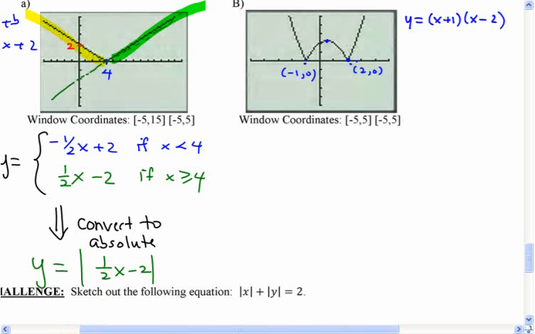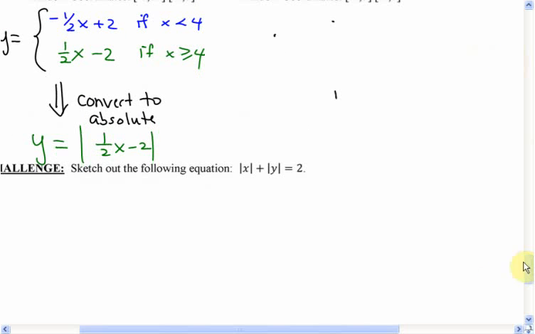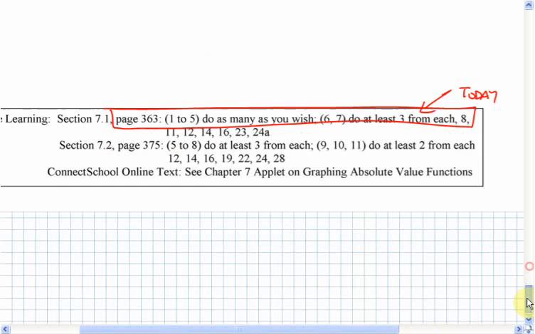See if you can come up with the piecewise function. Convert this. Also, yeah, of course you should expand it. And then also try the challenge. I'll show you these two when you come back on Friday. Okay? Homework is all this stuff down here. Do as much as you can.